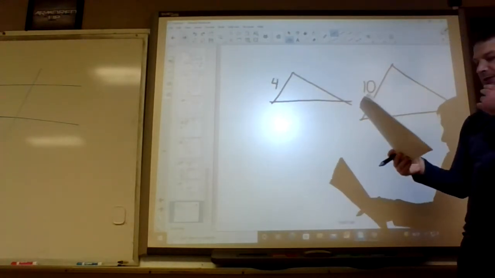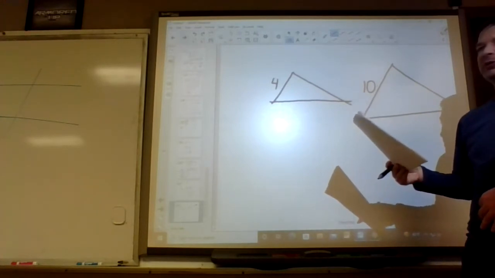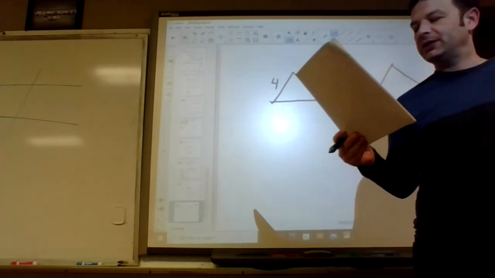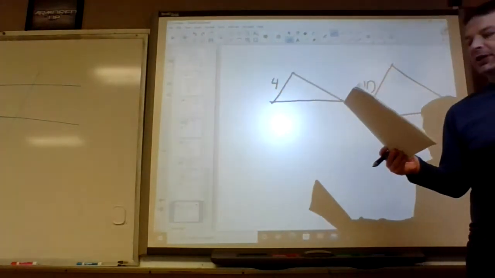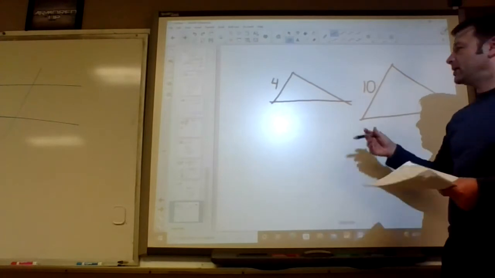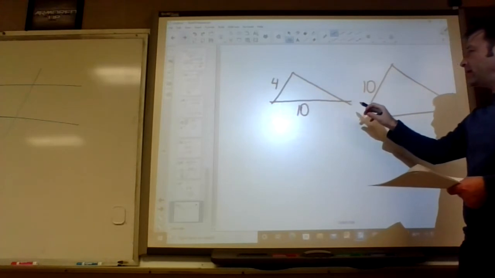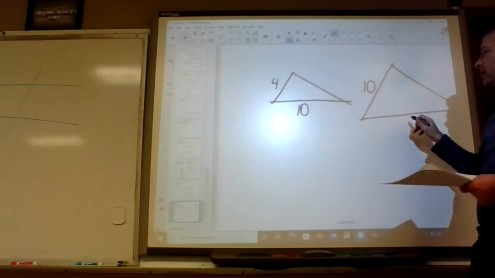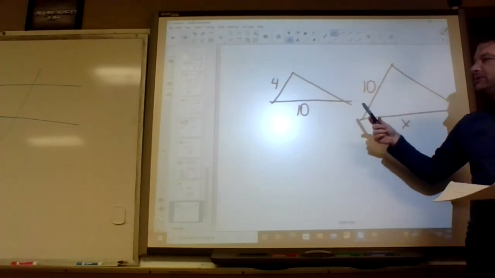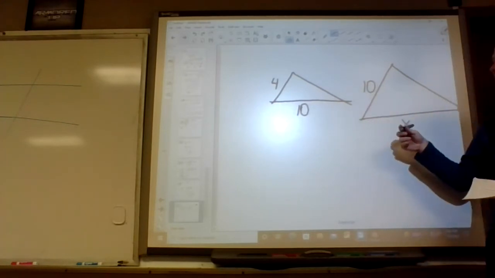And then it says if a second side of the smaller triangle is 10 centimeters, where should I put that 10? I should put it here, on the little triangle. And what should I put on the big triangle now? X. Right, these two correspond together. This problem's probably a little more confusing because there's two different 10s. That kind of confuses us.